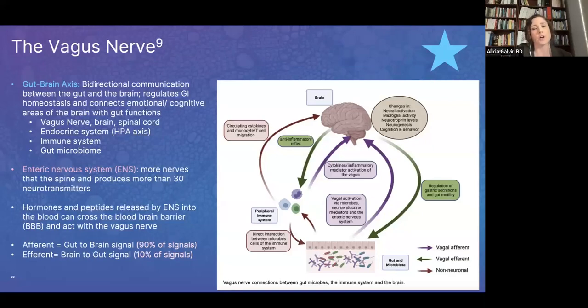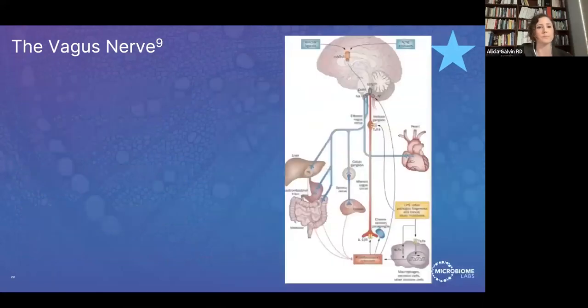And again, this is a starred slide. So you're going to go more into gut-brain axis communication and more gut-brain axis information in future webinars, but you can have this as a reference to refer back to.